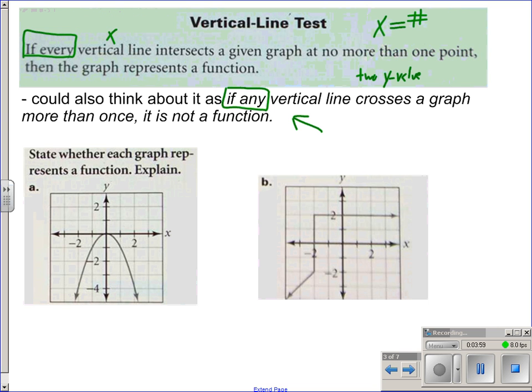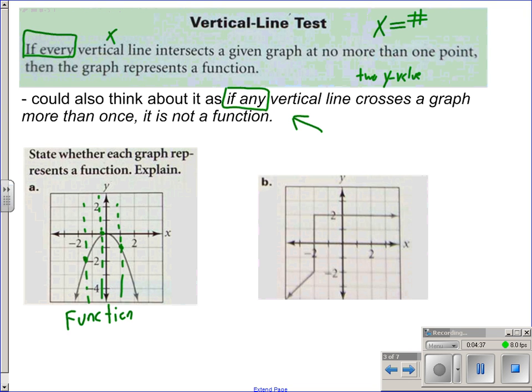So looking at this graph here in part A, you just have a parabola kind of shape. It's an upside down parabola. Is this a function or not? And so what you do is just think, can I draw a vertical line anywhere and have it cross more than once? Crosses only once. Crosses only once. Crosses only once. Okay, that's going to happen everywhere. So every single x value, it only crosses the graph once. That means we're matching up one x value with exactly one y value. That makes this a function.